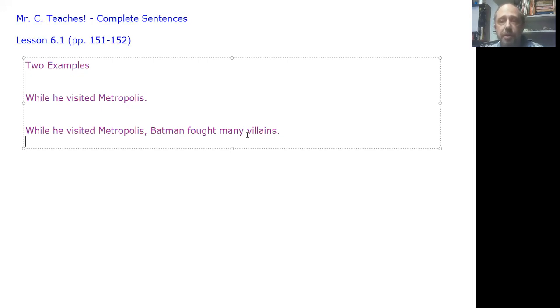Wonderful, a complete sentence. The exercise that you'll be working on in class for lesson 6.1 has 10 groups of words, and with those 10 groups of words, you're going to identify them as a sentence or a fragment. If it is a fragment, you're going to fix it, and then you're going to identify all 10 of them by type of sentence: declarative, imperative, interrogative, or exclamatory, depending on what they do.